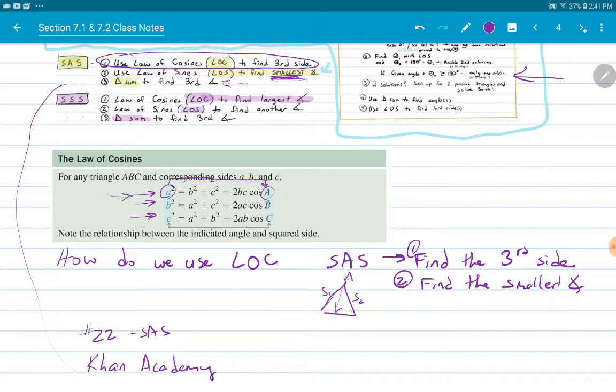So from Sal's recording, you do find the third side. He finds the third side, and then you would go on to find that smallest angle with law of sines. And the third angle you find with the triangle sum, which is that the angles A plus B plus C equals 180 degrees.